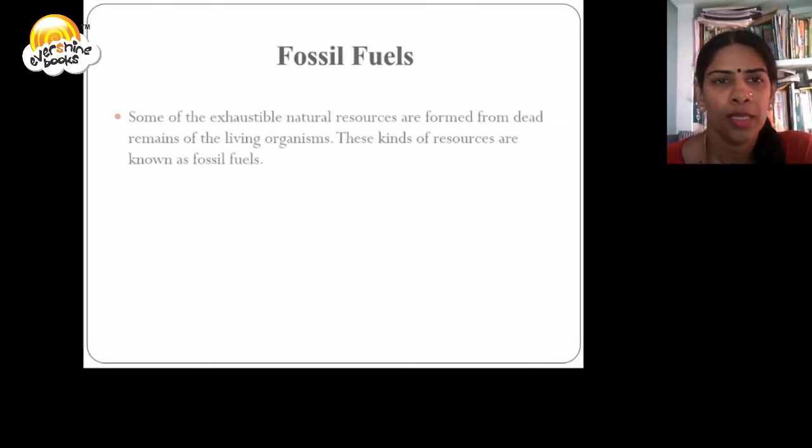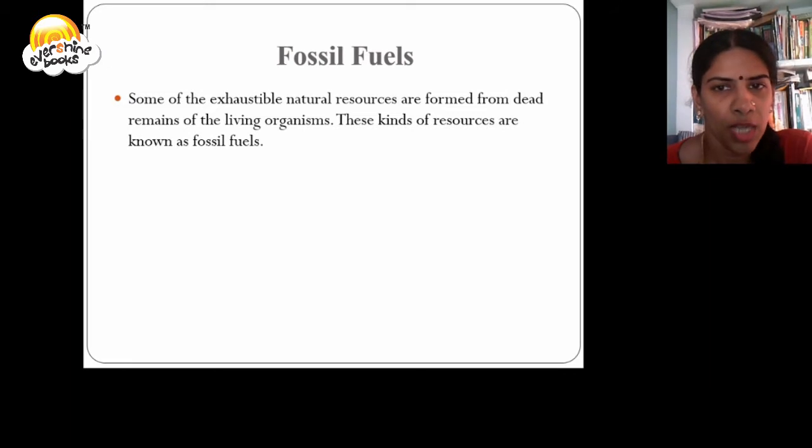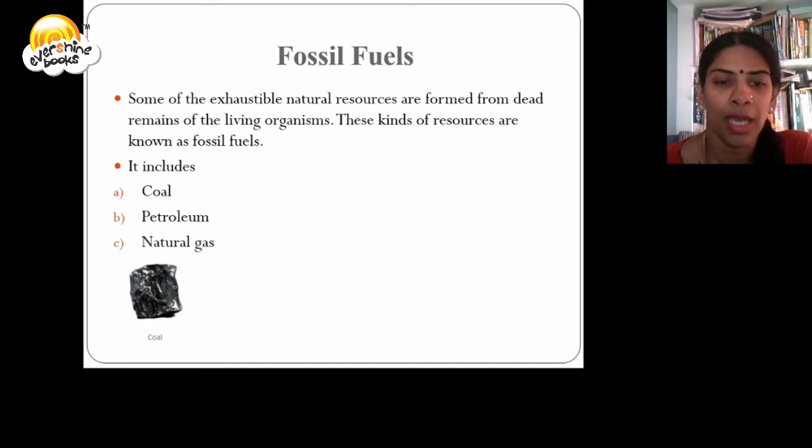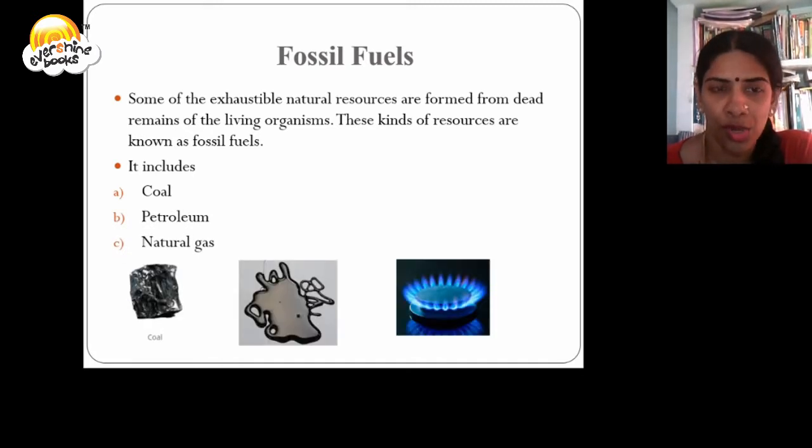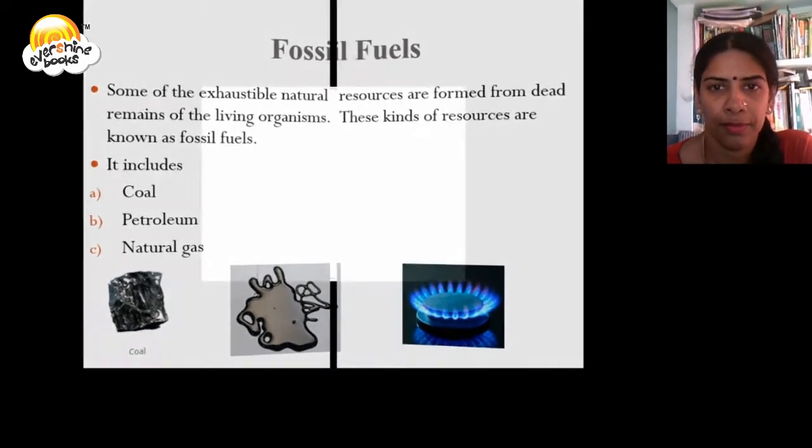Fossil fuels. Some of the exhaustible natural resources are formed from the dead remains of living organisms. We call these resources fossil fuels. It includes coal, petroleum and natural gas. These three are known as fossil fuels.